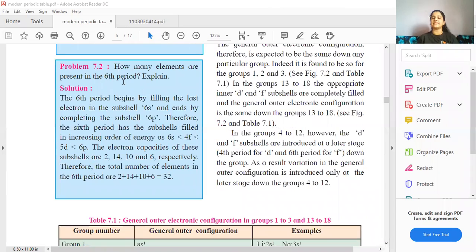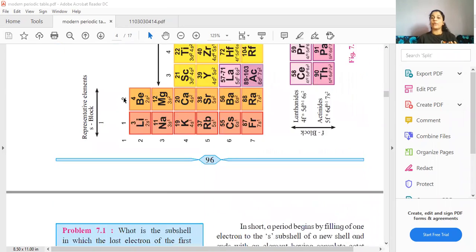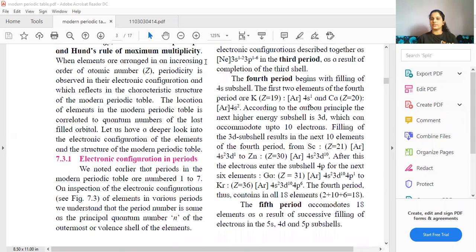How many elements are present in the sixth period? Students, you all can determine the number of elements. If you all remember, we did this last time as well. For the fourth period, they had shown, see over here, this part: 2 plus 10 plus 6. So in the fourth period, students, there are 2 s block columns, 10 d block columns, and 6 p block columns. Yes or no? So 2 plus 10 plus 6. So basically it is like 2 electrons in the s orbital, 10 electrons in the d orbital, and 6 electrons in the p orbital. It is like that.